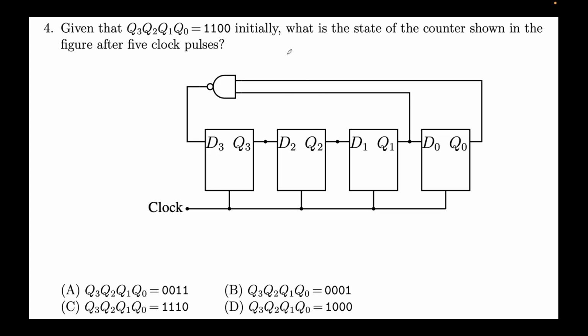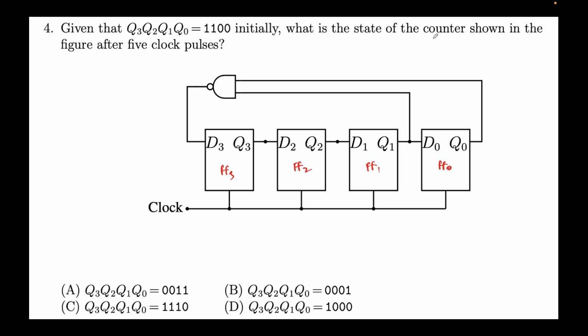So in this problem, Q3, Q2, Q1, Q0 are the outputs of 4 flip-flops. This is flip-flop 3, this is flip-flop 2, this is flip-flop 1, and this is flip-flop 0. Their outputs are Q3, Q2, Q1 and Q0, which is initially 1100. In sequential circuits you will very often see this: initially the value is this.